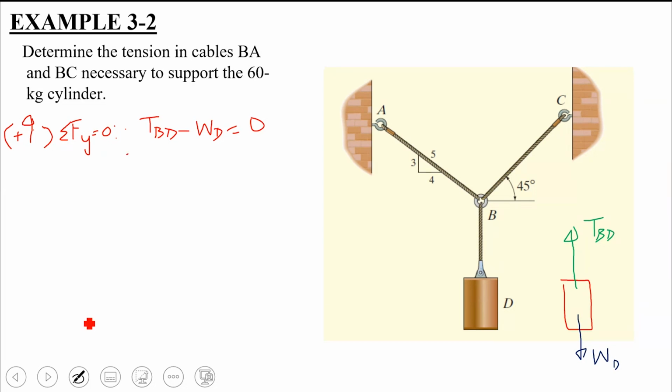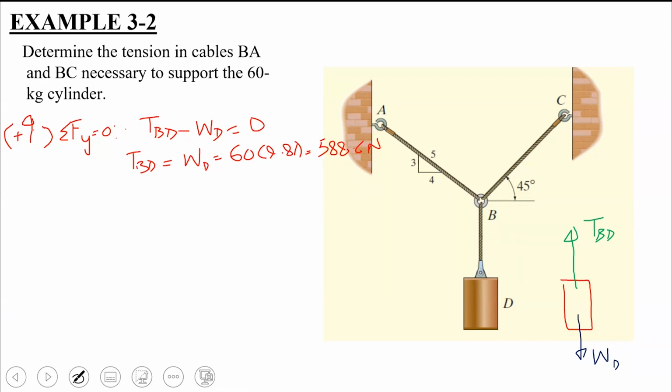So from this equation we can write the tension in cable BD to be equal to the weight of this cylinder D, and that is equal to mg. Mass आपको given है, g आपके पास 9.81 है. So accordingly this TBD comes out to be 588.6 Newton. So this is going to be the tension in cable BD.